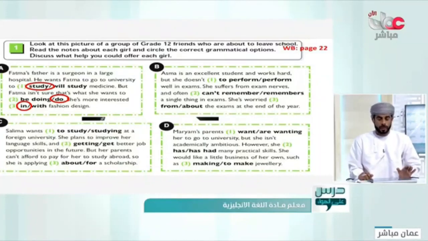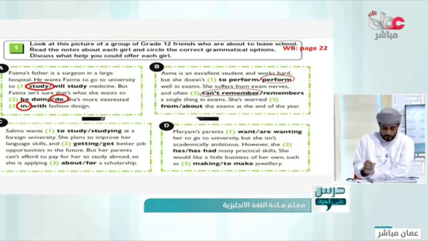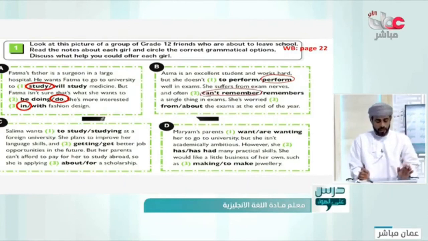Let's move to B. Asma is an excellent student and works hard, but she doesn't what? To perform or perform. She doesn't perform well in the exam. She suffers from exam nerves and often can't remember or remembers. So she often remembers or can't remember a single thing in exams. It's clear that she can't remember. She can't remember a single thing in exams.